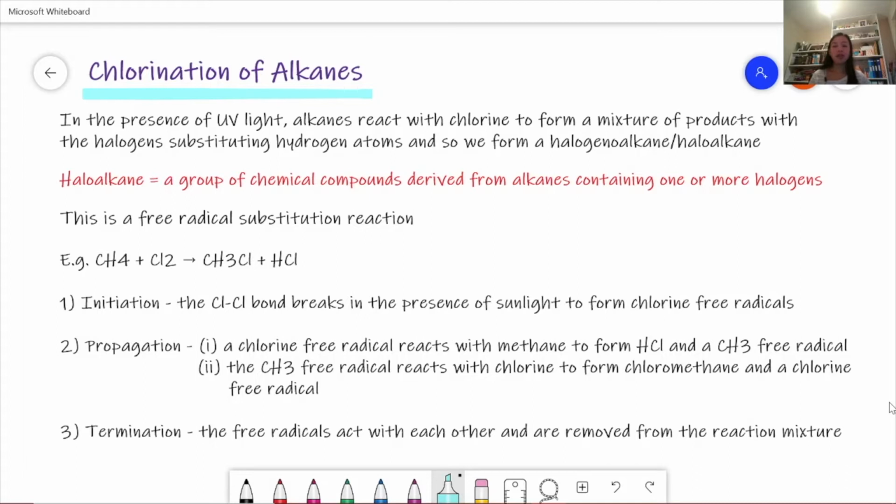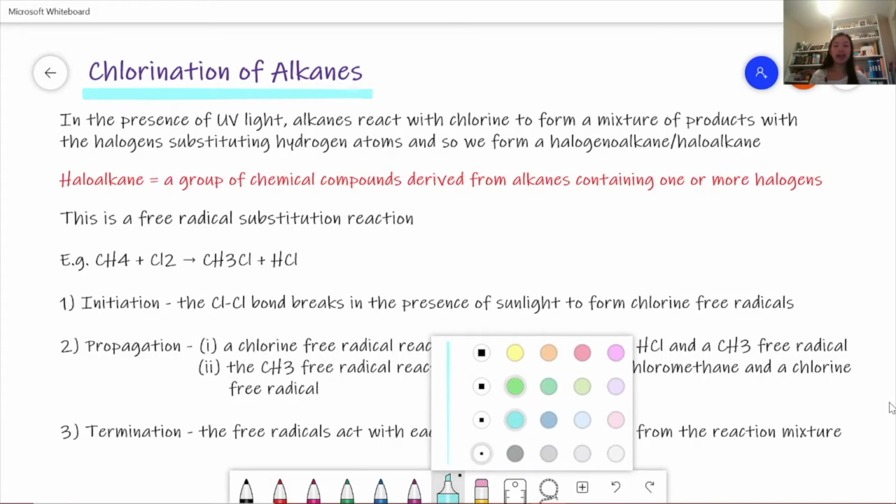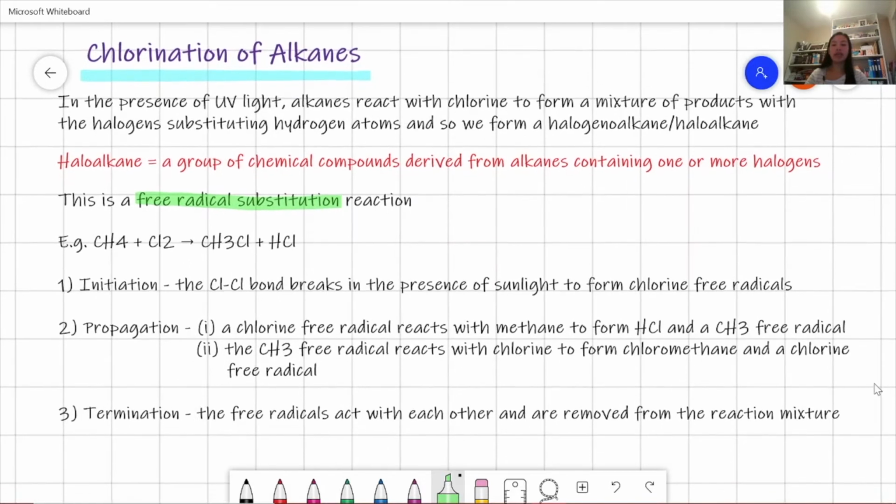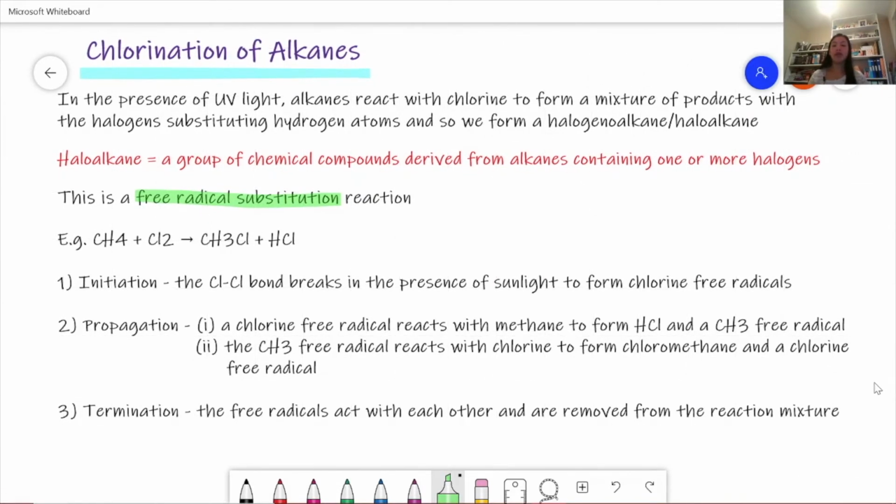And the really important thing to remember about this is that it is a free radical substitution reaction. And so our example is methane reacting with chlorine. So this forms chloromethane and also hydrochloric acid. So we need to remember our 3 steps of free radical substitution reactions. So in the first step, the chlorine bond breaks, and we have to remember that it's in the presence of sunlight. That's really important. And this forms our chlorine free radicals.